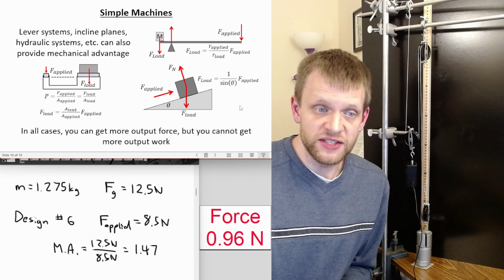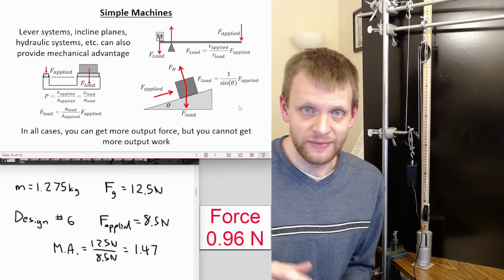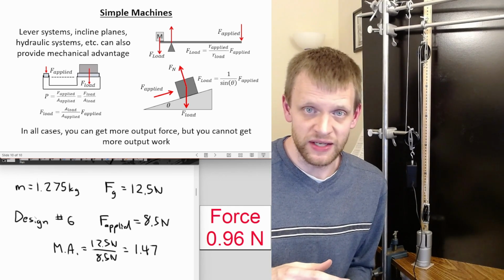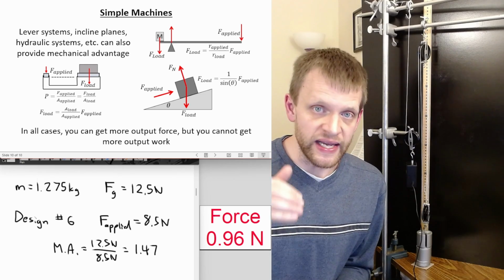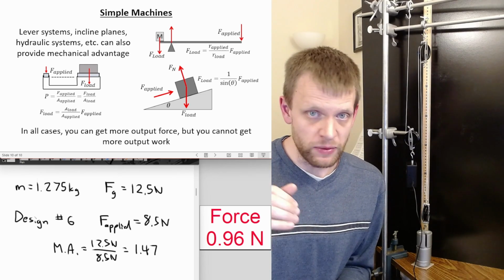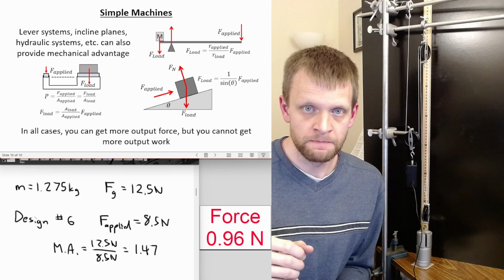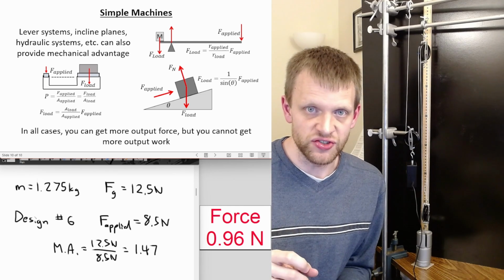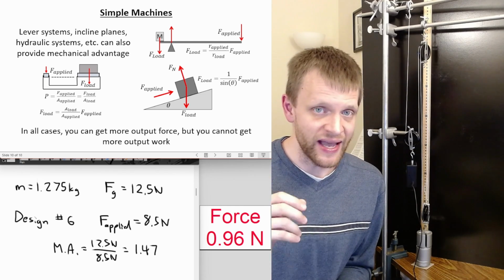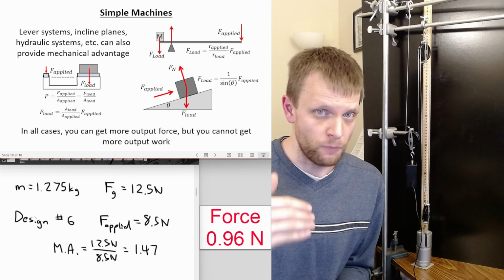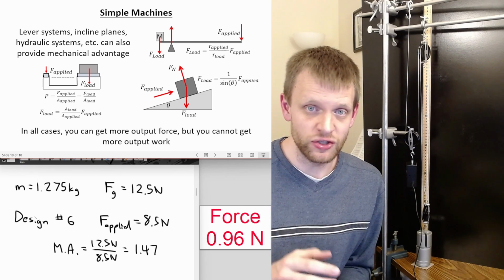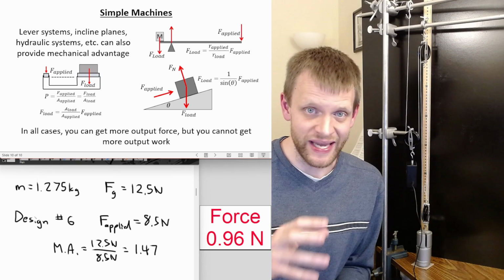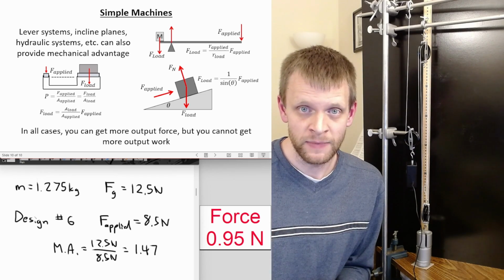In all of these cases, and any other kind of case, we can do the same thing with different gear ratios, with other kinds of simple machines. We can get more output force than we put in. We can cheat forces. But in all of these cases, we cannot cheat energy. We cannot get more output work than we put into the system. Conservation of energy still holds. We cannot create free energy.